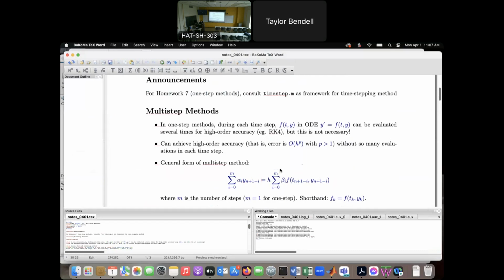Now, I want to introduce some notation that's commonly used in multistep methods. Notice that every time I evaluate f, I evaluate some t value and some y value, but the t value and the y value always have the same index. So it's common practice to abbreviate this evaluation of f. We call it f sub k, which is the function f evaluated at tk, yk, where the indices of t and y are the same.